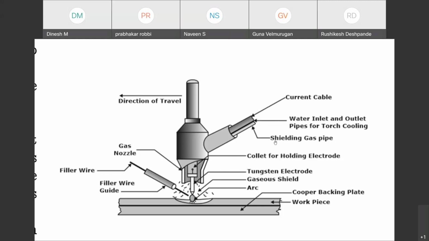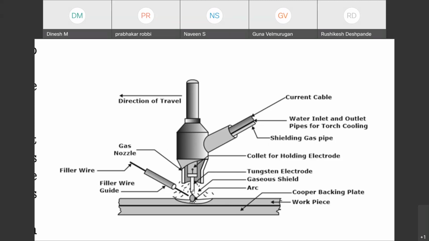Another thing is that one pipe is sending water, and another pipe is sending some inert gas. Why inert gas? Because I told you that the atmospheric oxygen will try to contaminate this weld pool. So to avoid that contamination, you provide this shielding gas, that is your inert gas. That is the reason you are providing two things here: one is water for cooling, another is for shielding, that is your inert gas.